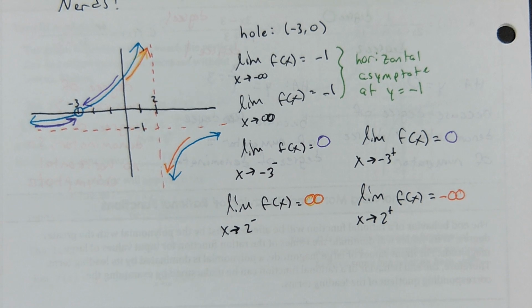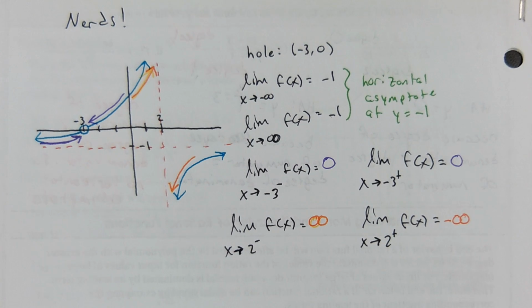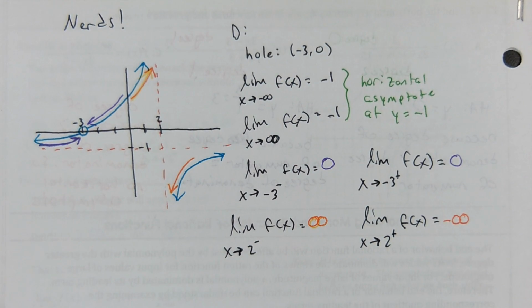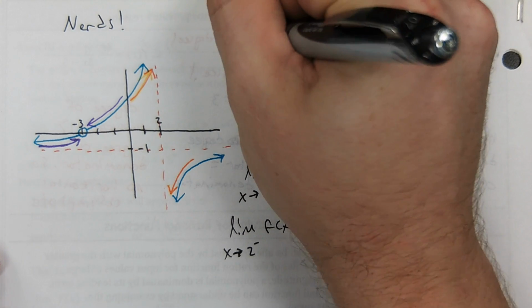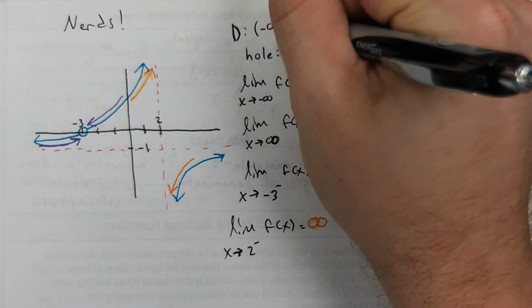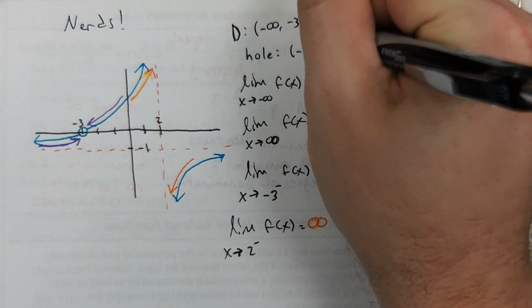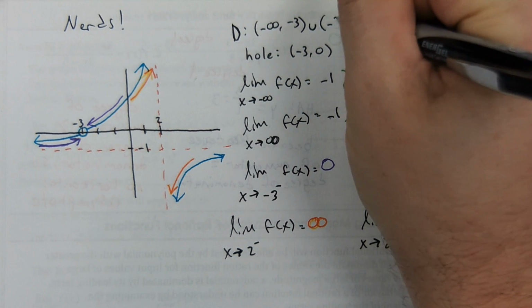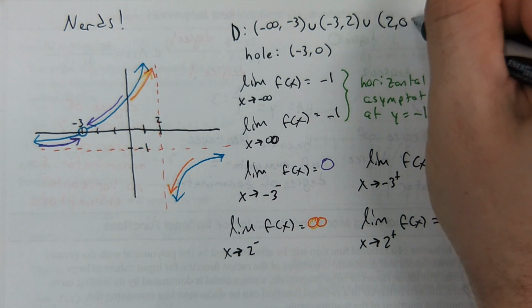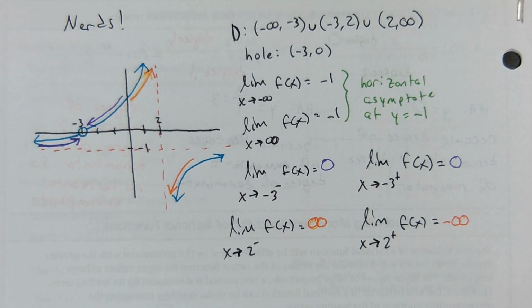All that's left to do now, because it was part of the homework and I just forgot to do it on here, was the domain. Well, the domain is just going to be all the x values that this graph exists at, essentially hopping over the ones where it doesn't exist using unions. It doesn't exist at x equals -3, and it doesn't exist at x equals 2. So from -infinity up to -3, union -3 to +2, union 2 to infinity. Boom.